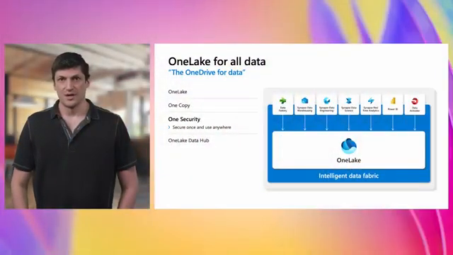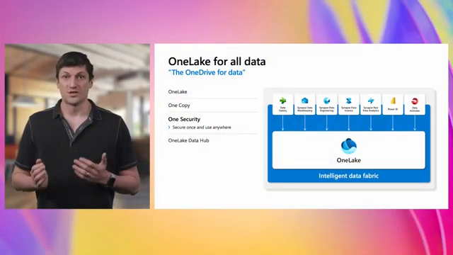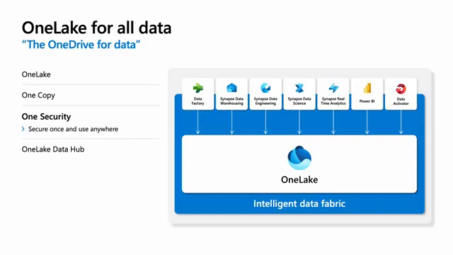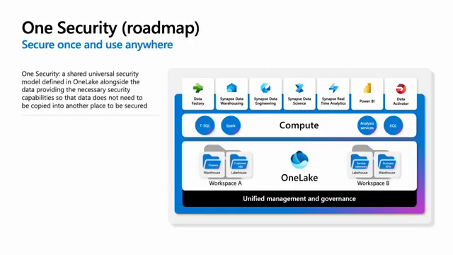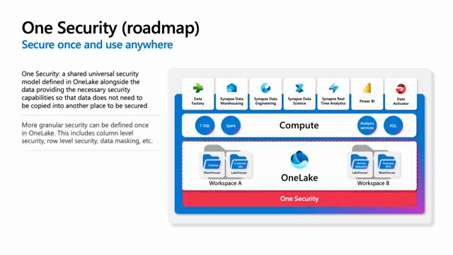Moving on to OneSecurity, I'm going to give you a peek at where we're going with securing your data in OneLake. We are in active development of the first phase of a feature we are calling OneSecurity. Its goal is to let you secure the data once and use it anywhere. OneSecurity will bring a shared universal security model, which you will define in OneLake. These security definitions will live alongside the data itself. This is an important detail.